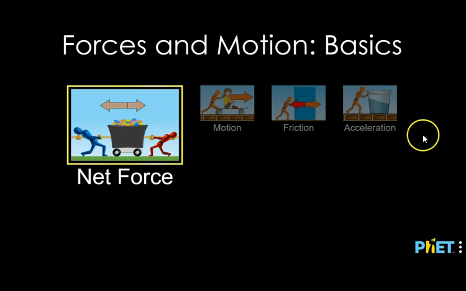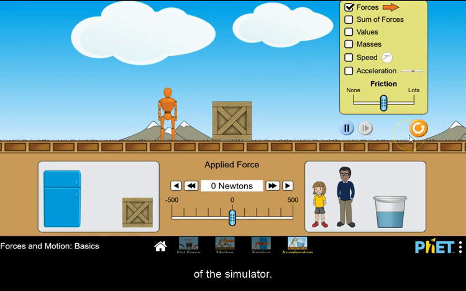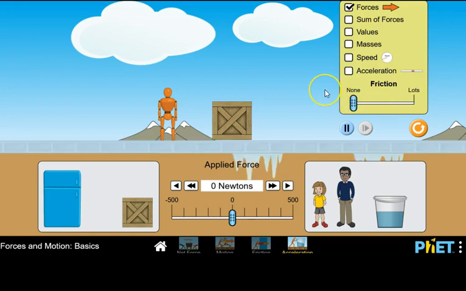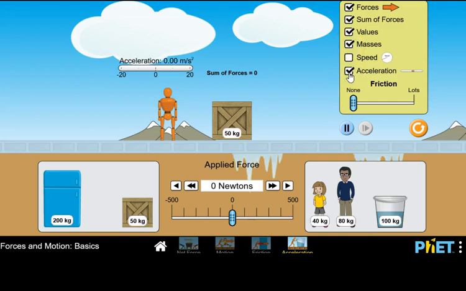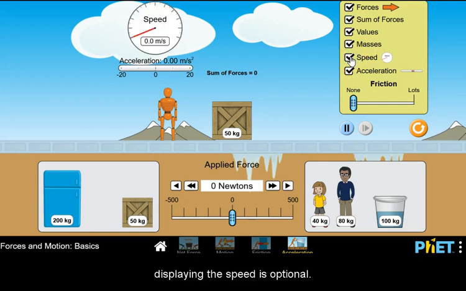Let's now experiment with the acceleration mode of the simulator. For simplicity, we are going to turn off friction. We still want to display any forces, the sum of forces, the values, the masses, and we will still want the acceleration. Again, displaying the speed is optional.